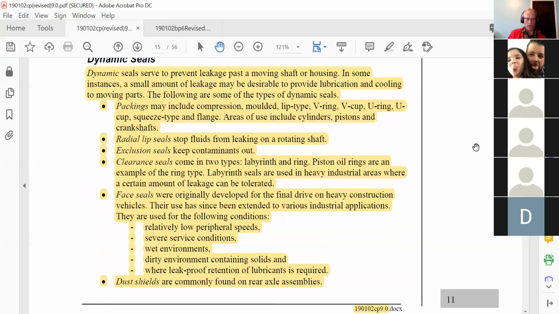Some of the different types that we're going to have, packing. So who's worked with gate valves and different piping valves in the oil field and stuff like that? We have a lot of rope packing in our Bowie pump. Oh yeah, rope packing. Super common in oil fields still.